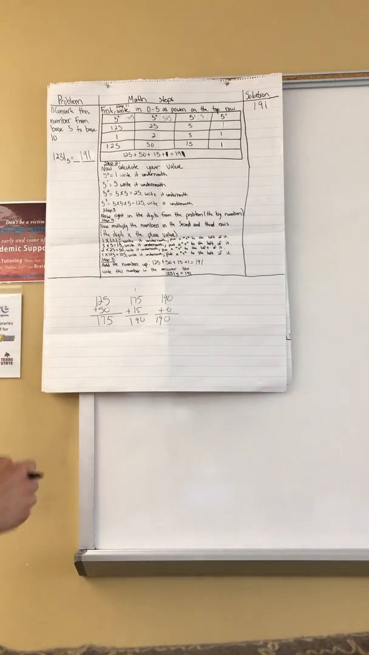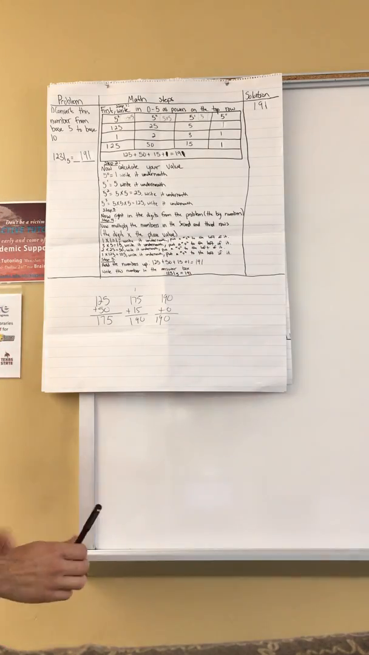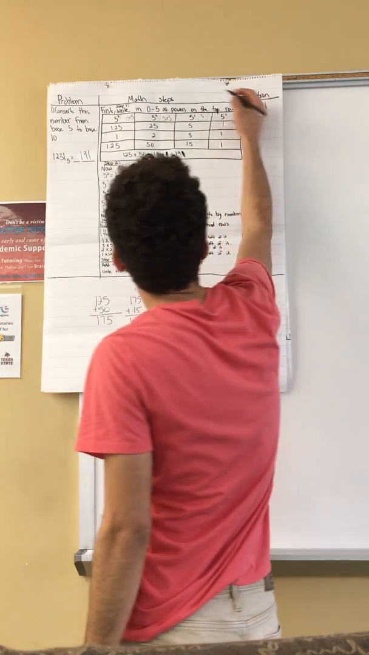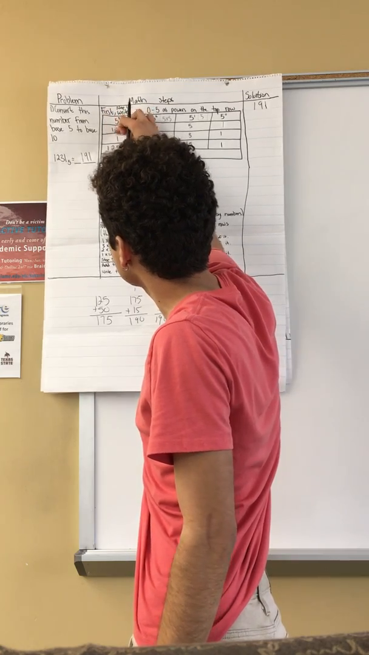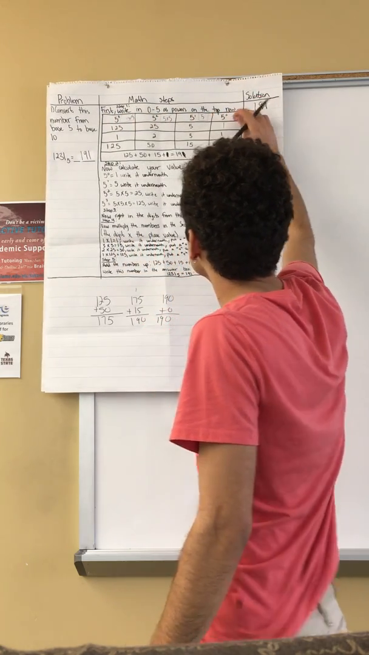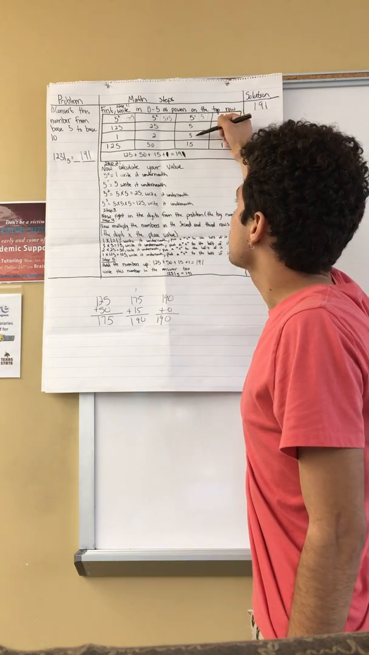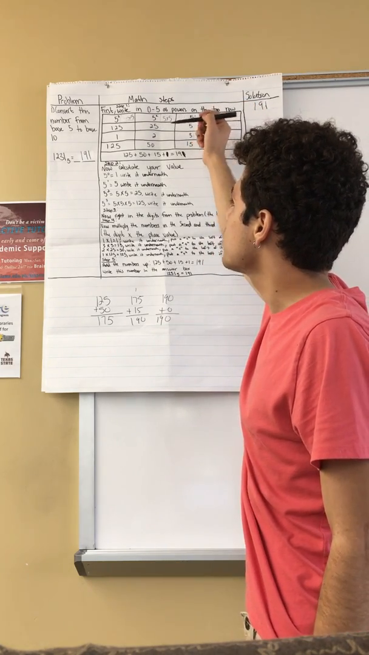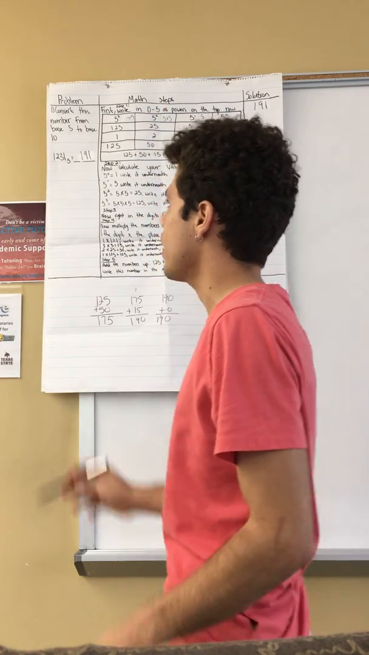All right? Step 4. Now we're going to multiply the numbers in the second and third row. So first row, second row, third row, fourth row. Second, third. We're going to be multiplying these two numbers. So 1 times 1 equals 1, of course. 5 times 3 is 15. 25 times 2 is 50. 125 times 1 is 125.